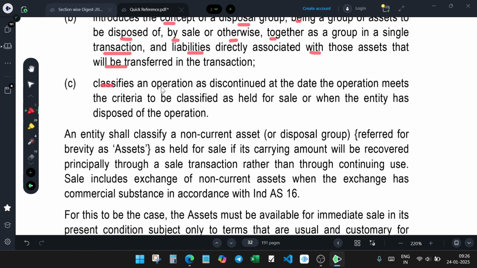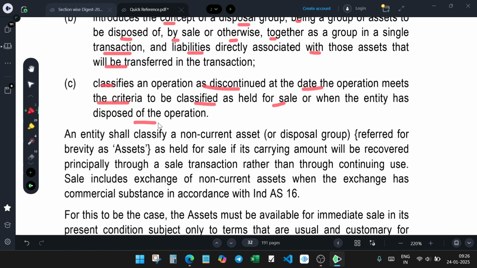The entity classifies an operation as discontinued at the date the operation meets the criteria to be classified as held for sale, or when the entity has disposed of the operation. So if the operation meets the criteria to be classified as held for sale, we should disclose it, or when the entity has disposed of the operation.